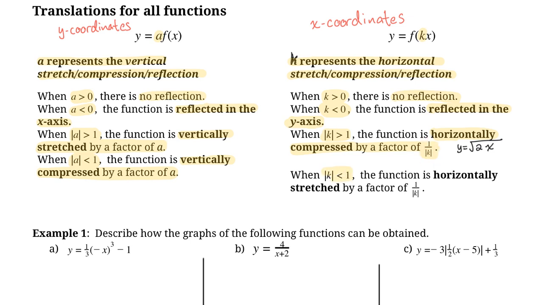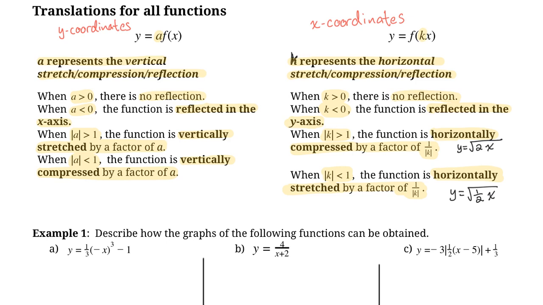And when the absolute value of K is less than 1, there's a horizontal stretch by a factor of 1 over K. So that again is important. So from our other example, when we had the function y equals the square root of 1 over 2x, we were multiplying all of our x values, all of our x coordinates, by not 1 over 2, but by the reciprocal. So we were multiplying by 2. So it was a horizontal stretch by a factor of 2.